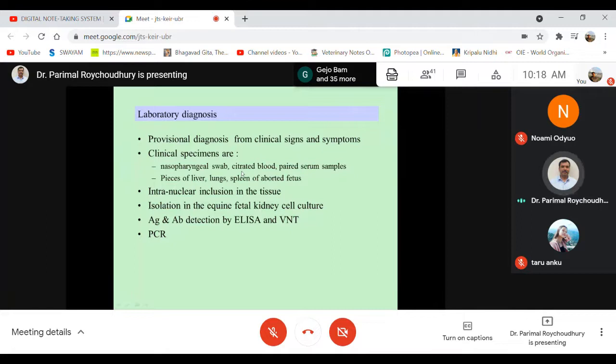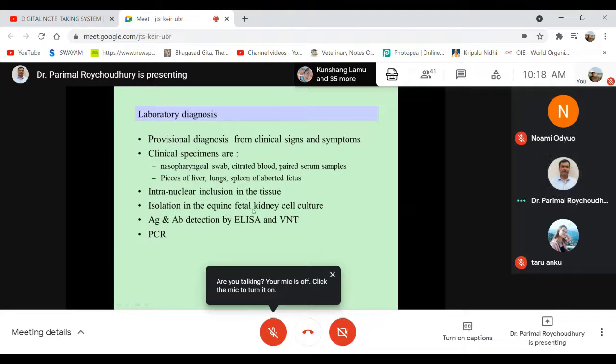So in the buffy coat we can very well detect the presence of the virus. However, in the foals or in the aborted fetuses, we can collect internal organs for detection of the virus. Intranuclear inclusions are one of the features. So by histopathological sections, we can detect it.